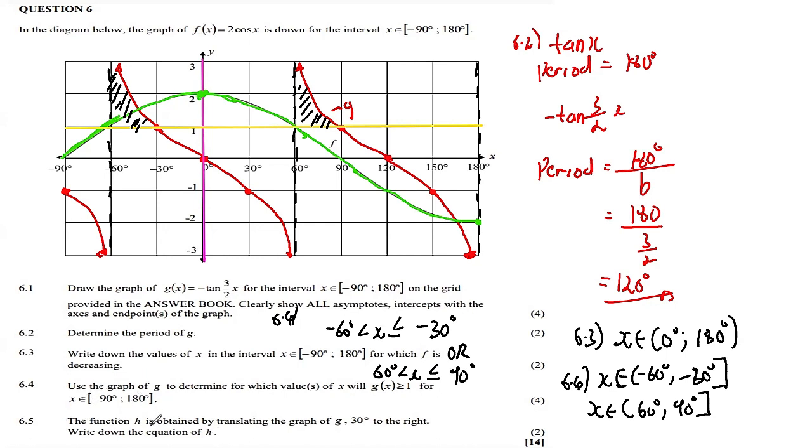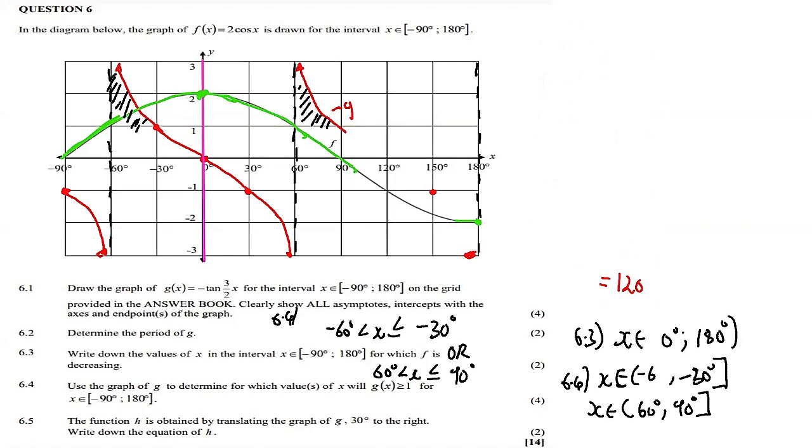Now, 6.5 is saying, so let me erase here. It's saying the function h is obtained by translating the graph of G 30 degrees to the right. Write down the equation of h. So to write down the equation of h, let's first write the equation of G originally as it is. So the graph of G, we are given negative tan 3 over 2x. But then we are being told that the graph of h of x is being obtained by doing what? It is being obtained by shifting the graph of G 30 degrees to the right.